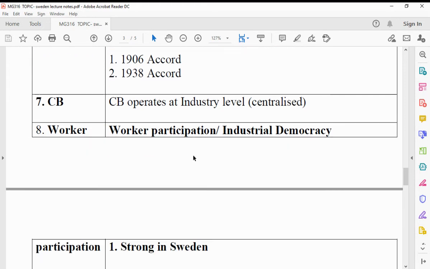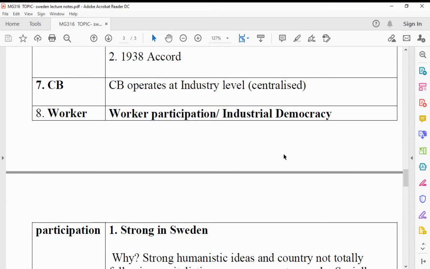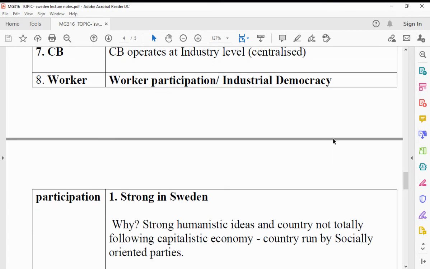And next one is worker participation in industrial democracy. So worker participation, actually, in Germany and Sweden, both these countries, there is a great deal of emphasis on worker participation, and this is where co-determination comes in, to the extent that they have a co-determination act. What does this mean? This means that not collective bargaining, but worker participation to most extent is compulsory in Germany and Sweden. Think about it.